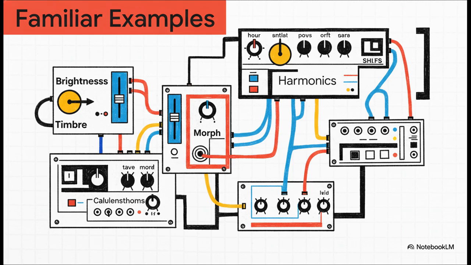And you have for sure seen these everywhere. Knobs like timbre, brightness, density, morph, all of these are classic examples of macros. They give us this one simple control to make these huge, sweeping changes to our sound.